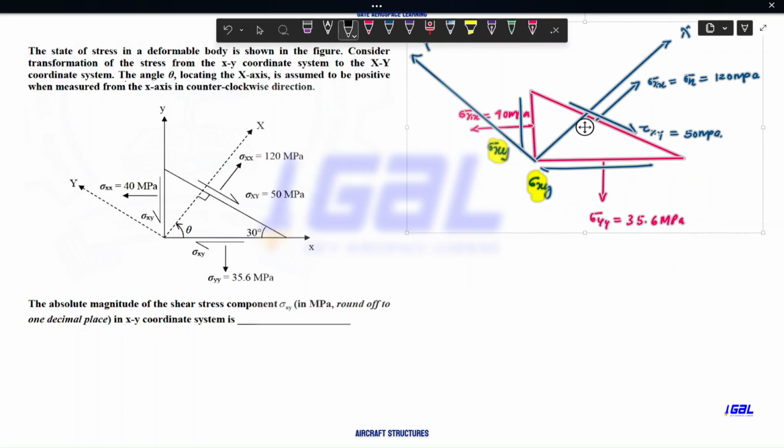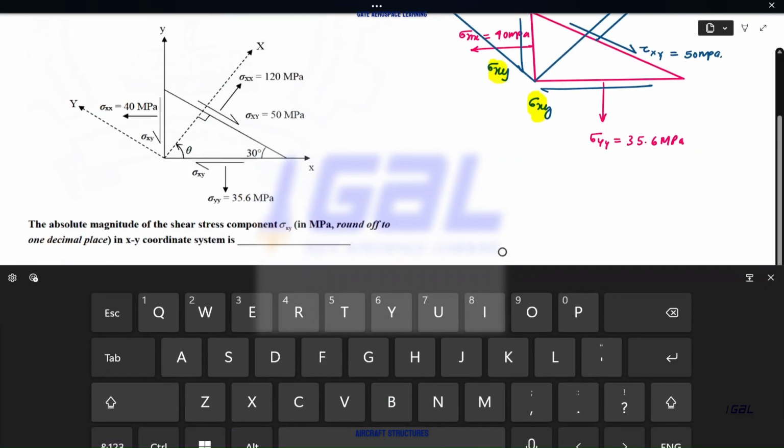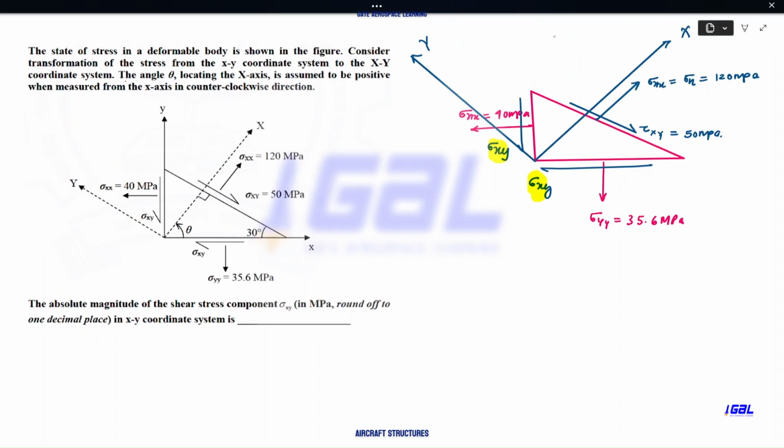So there is a direct equation for calculating the normal stress, sigma normal. Don't worry, I'll come to this; let me write this first, then I'll give it to you. This is the straightforward formula. If you go to any strength of material book, you will find this formula in the stress transformation topic. I'll tell you what things are important while writing this equation.